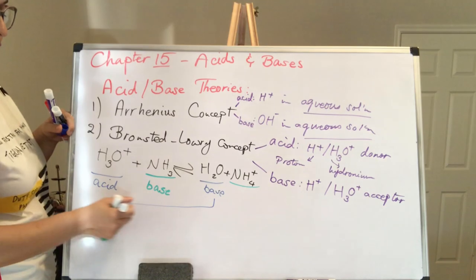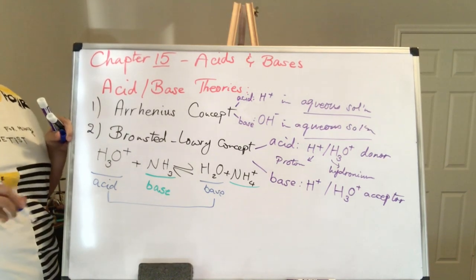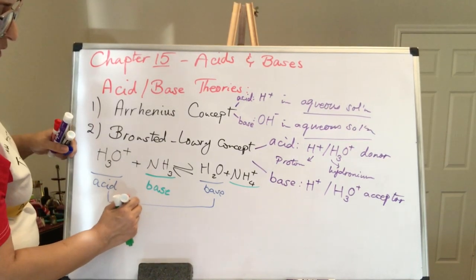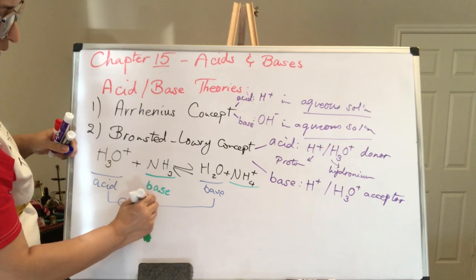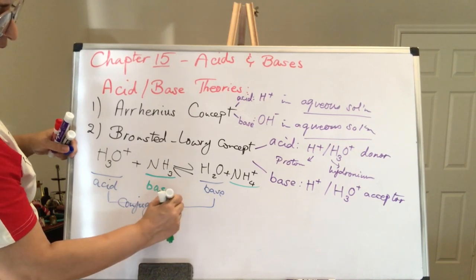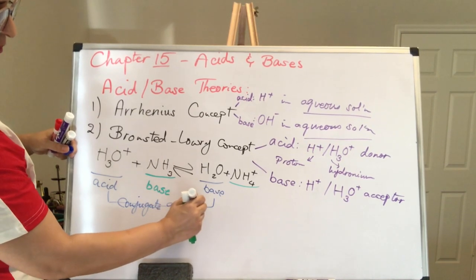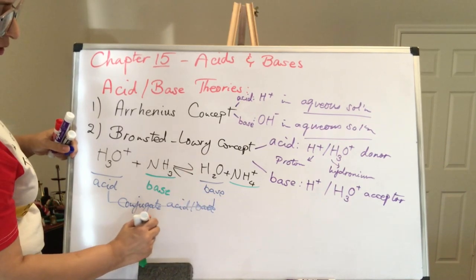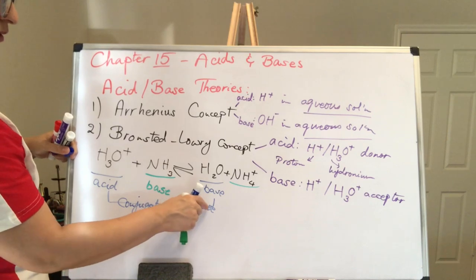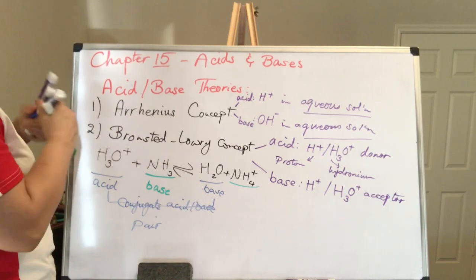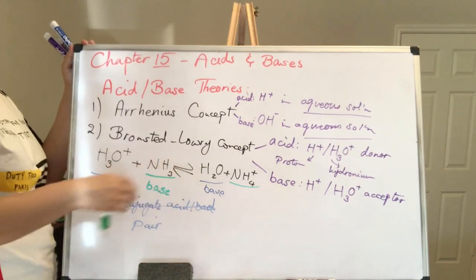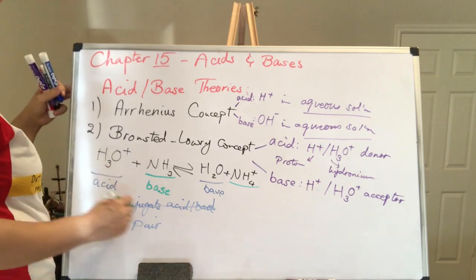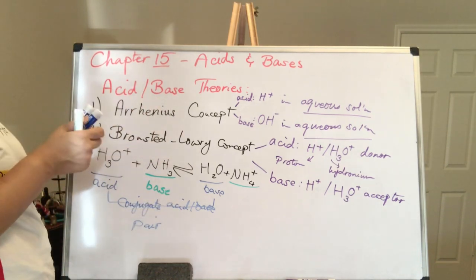So there is a relationship between these two. We call them conjugate acid-base pair. This is what you need to know for the exam. This is what you need to be able to determine. First, determine the acids and bases on each side, and then find the conjugate acid-base pairs.